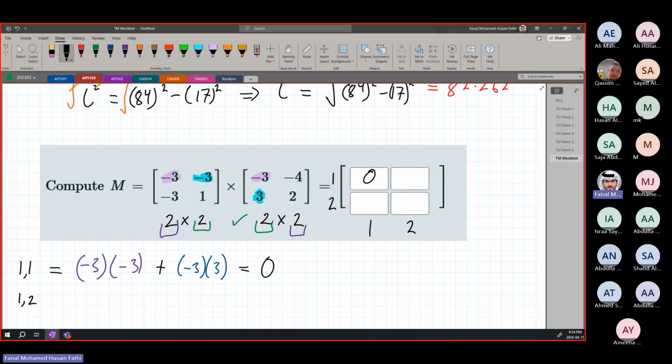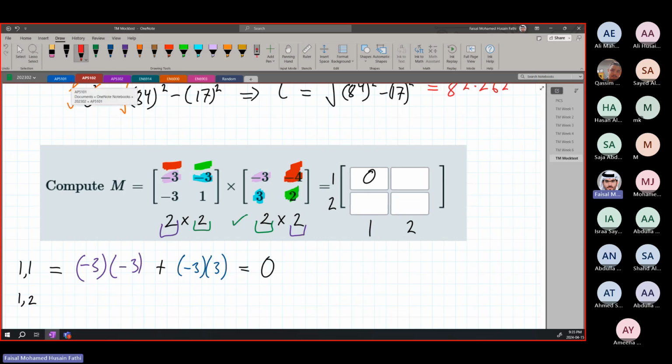So again, first row, second column. We're going to be looking at the same row. So this row, we're going to multiply this minus 3, but now we're looking at the second column. So we're multiplying it with minus 4. All right. And we're going to be looking at the same row again. So minus 3. And we're going to be multiplying it with 2.